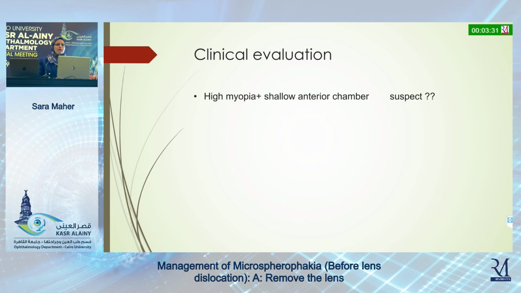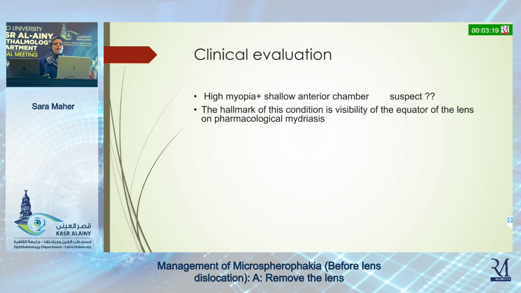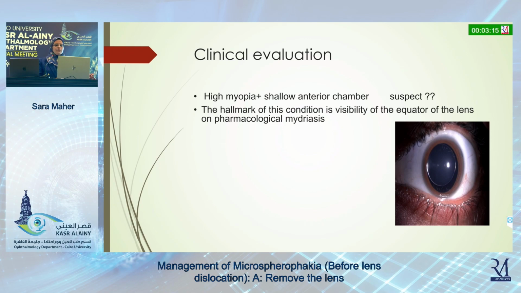So on clinical evaluation, in a patient presenting with high myopia and shallow anterior chamber, we have to always suspect microspherophakia, in contrast to axial myopia with deep anterior chamber. In the presence of a shallow anterior chamber, we have to suspect microspherophakia. The hallmark of the condition is the visibility of the equator of the lens on pharmacological mydriasis, like in this photo. I have to closely monitor the intraocular pressure and evaluate the optic disc for any glaucomatous changes.